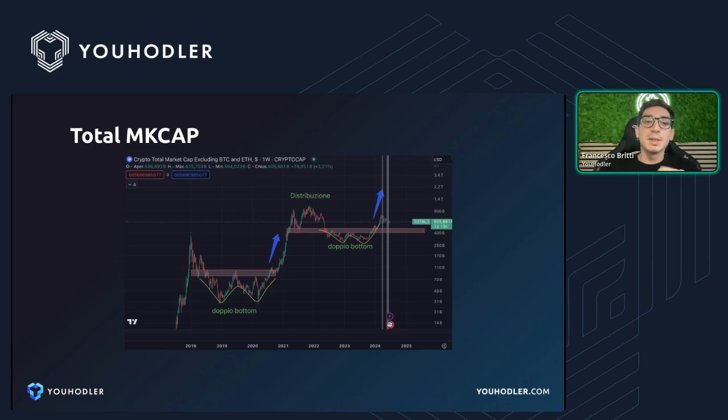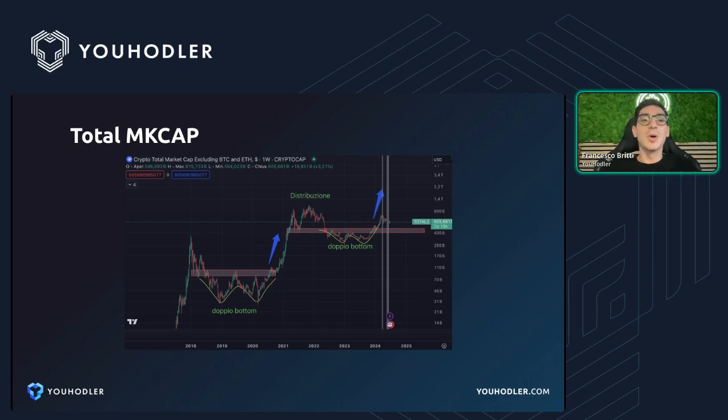So like the Ethereum Bitcoin chart, always pay attention also to the total market cap chart. Whereas in this one, you can see this is total market cap excluding the biggest ones, so excluding Bitcoin and Ethereum. And as you can see, doing a technical analysis, over the period of 2019, 2020, and 21, a double bottom has been formed, and after that there has been a resistance zone that acted like that before 2021.